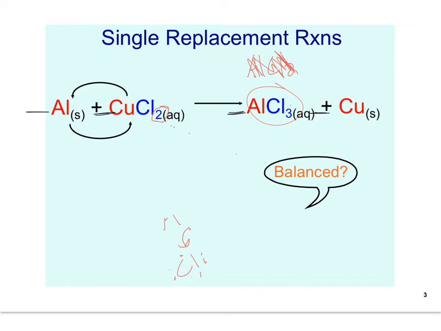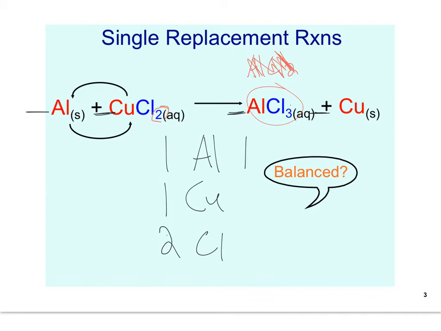And so to balance this, if you're good with balancing, you understood that yesterday, you can fast forward. But otherwise, to balance this, I'm going to look at it. I have aluminums, I have coppers, and I have chlorines. 1 aluminum on the left, 1 copper on the left, 2 chlorines on the left. 1 aluminum on the right, 1 copper on the right, but I have 3 chlorines on the right. Well, aluminum's good, copper's good. Oh, chlorine's my issue.